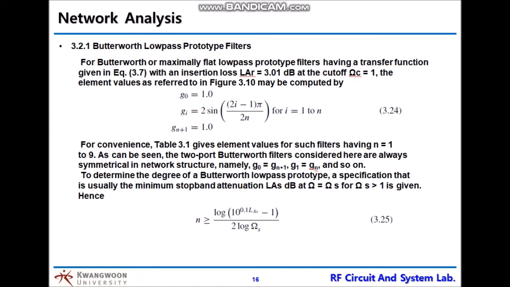As can be seen, the two-port Butterworth filters considered here are always symmetrical in network structure, namely g0 equals gn plus 1, g1 equals gn, and so on. To determine the degree of a Butterworth low-pass prototype, a specification that is usually given is the minimum stopband attenuation.